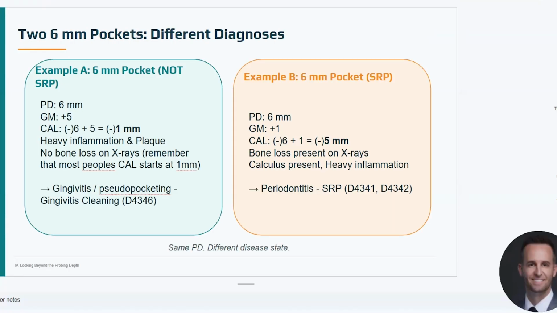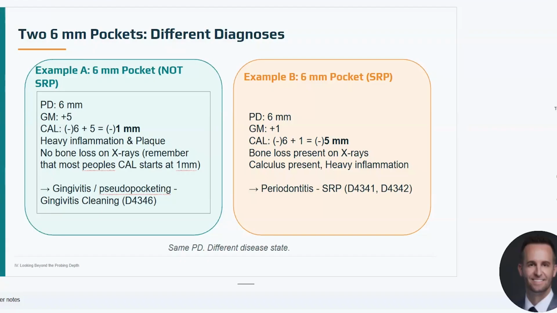Here's why. Example 1, there's a 6 millimeter pocket. So we have a probing depth of 6 millimeters here, but our gingival margin level is a +5, meaning it goes up 5 millimeters above the CEJ. So if we calculate our clinical attachment level, we're going to put our invisible negative sign in: -6 + 5. That puts us at a -1.